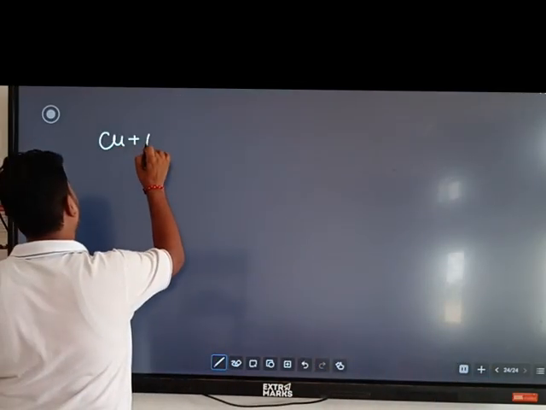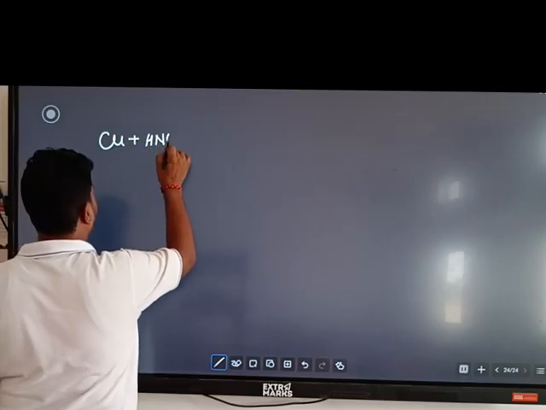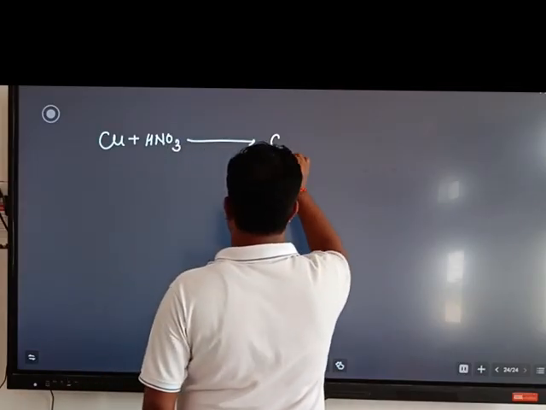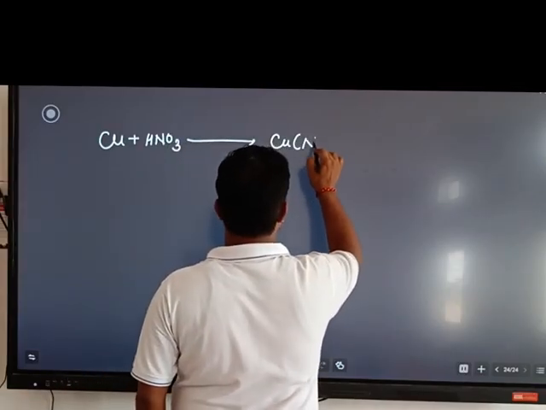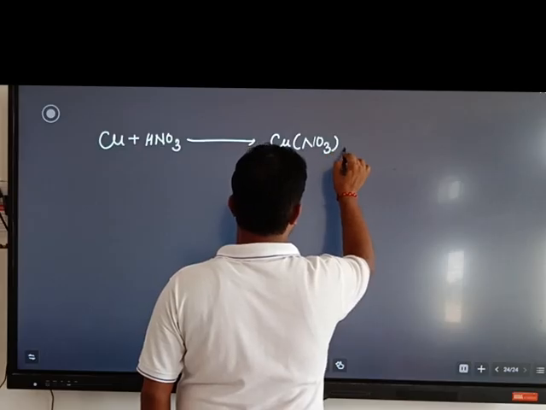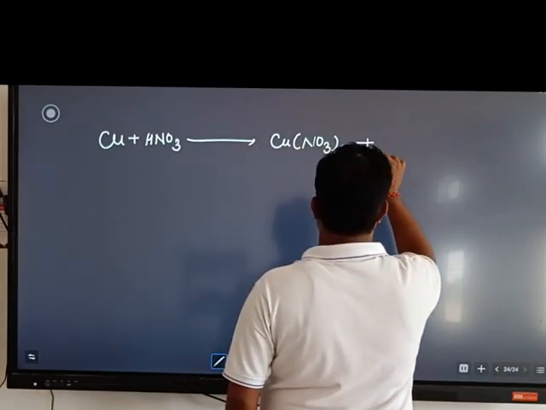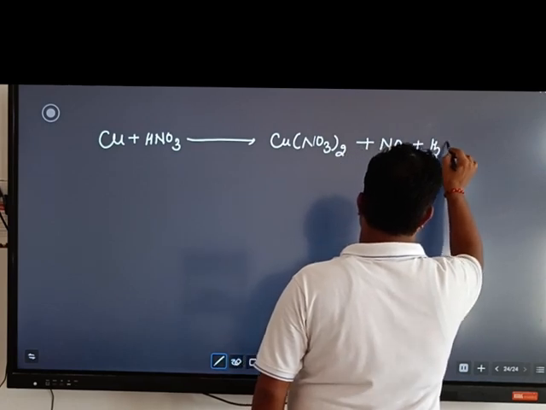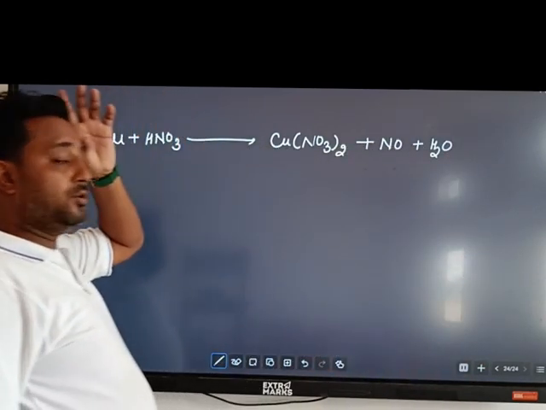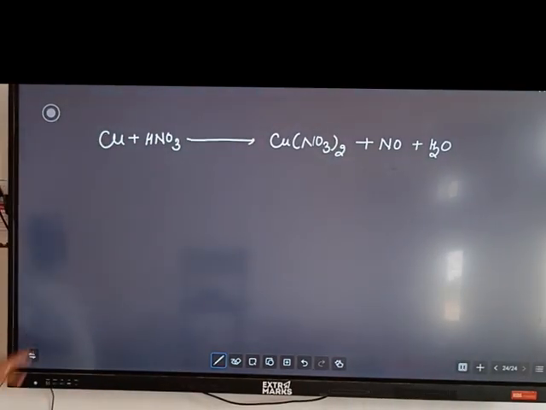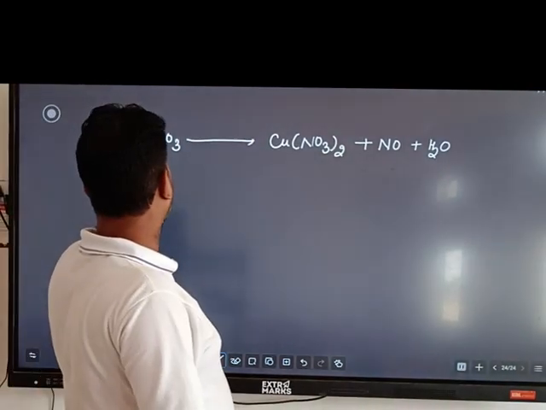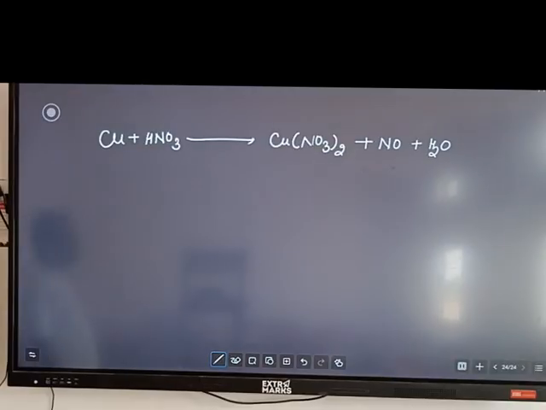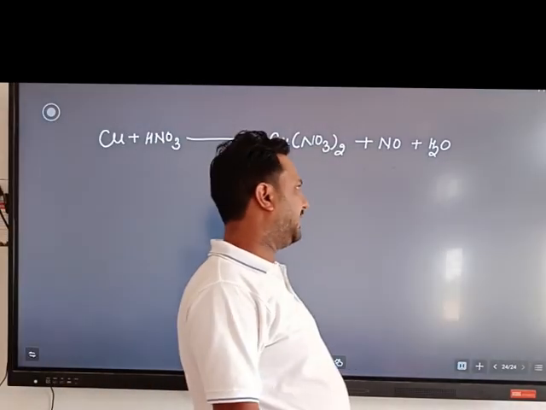So it is copper and it reacts with the dilute nitric acid. After the reaction of copper with the dilute nitric acid, we get Cu(NO3)2 plus NO and plus H2O. Okay, so please ignore the water. After ignoring water we have the final reaction: copper plus nitric acid will give copper nitrate, that is cupric nitrate, plus nitric oxide.